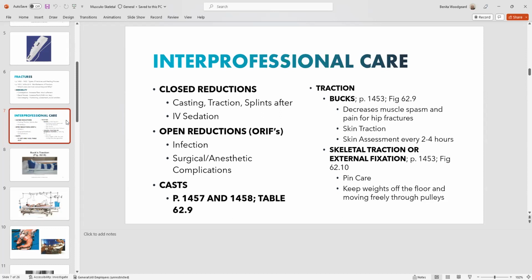But these open reductions, internal fixations, they have an incision to repair the area, and they usually use screws or plates or bolts or whatever they use, but they have some kind of internal fixation where they screw and plate the bone back together again.